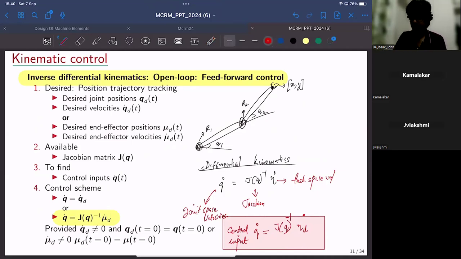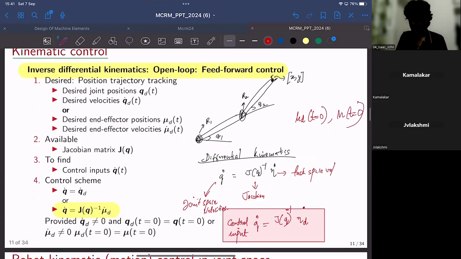And another condition is that this mu desired at initial time should be equal to the actual mu. So the initial position mu desired at t equal to 0 should be equal to the actual position at t equal to 0. Right? Otherwise, basically what it says is that this mu desired and mu should coincide at the start.